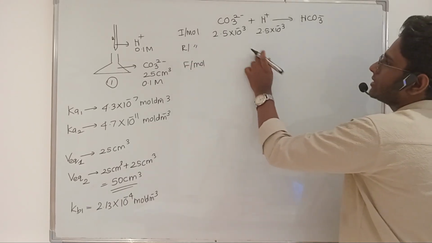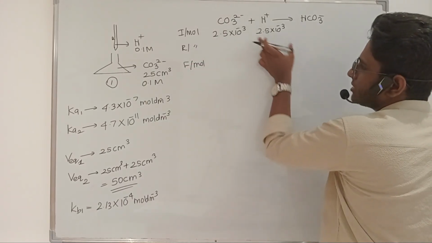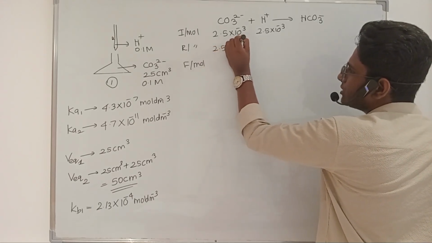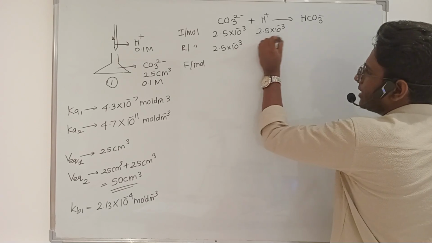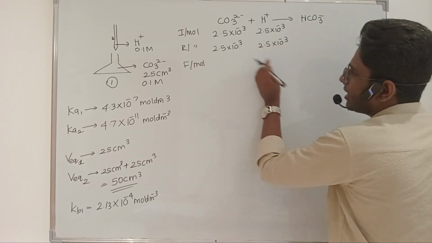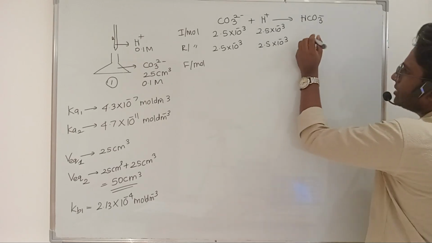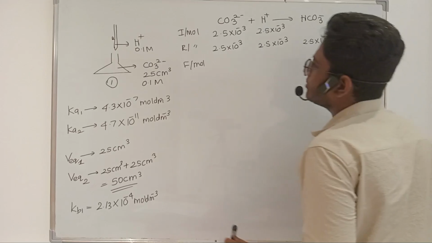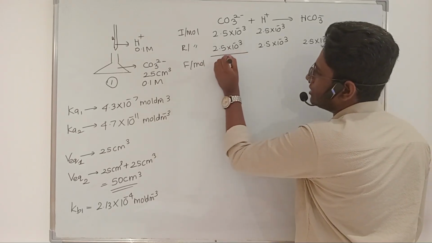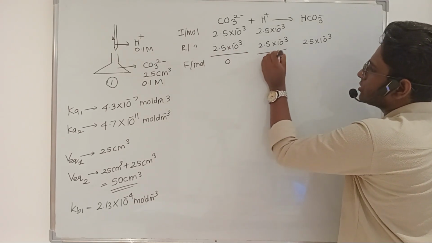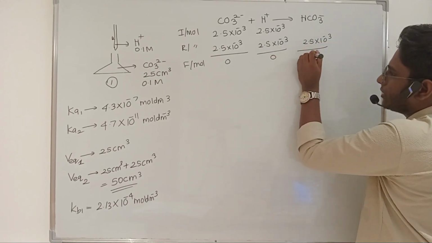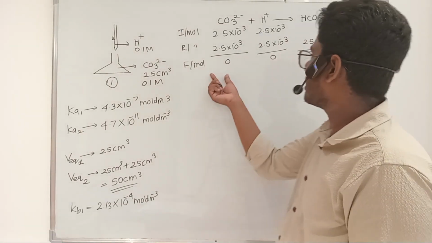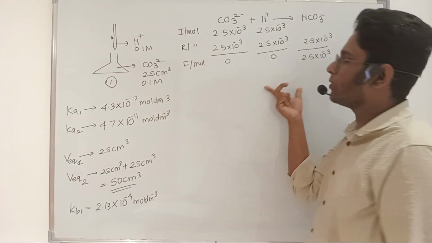So how much is going to react? Carbonate and H plus are present in equal amounts, so they are going to react completely. So 2.5 into 10 to the minus 3 moles is going to react, and they form the same amount of bicarbonate. At the end of the reaction we will have 0 moles of carbonate, 0 moles of H plus, and 2.5 into 10 to the power minus 3 moles of bicarbonate. This is the scenario at the end of the first equivalence point.